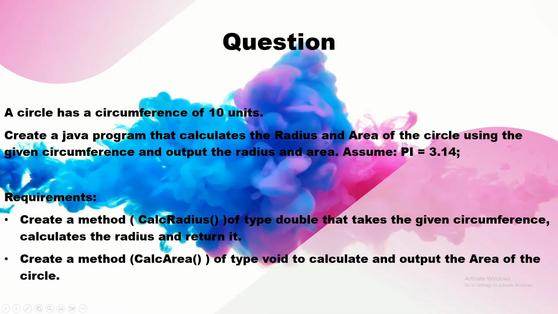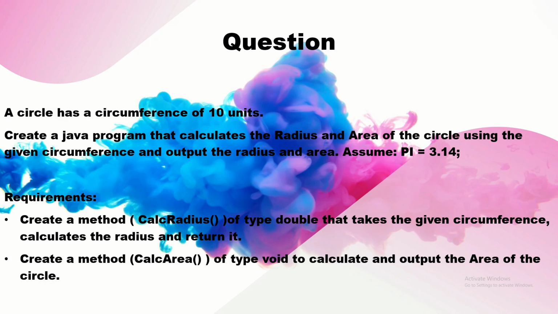Good guys, today we're going to do another Java methods example of average difficulty. So let's go straight to the question we have here. Assume a circle has a circumference of 10 units. Create a Java program that calculates the radius and area of the circle using the given circumference, and output the radius and area. Assume pi is 3.14.